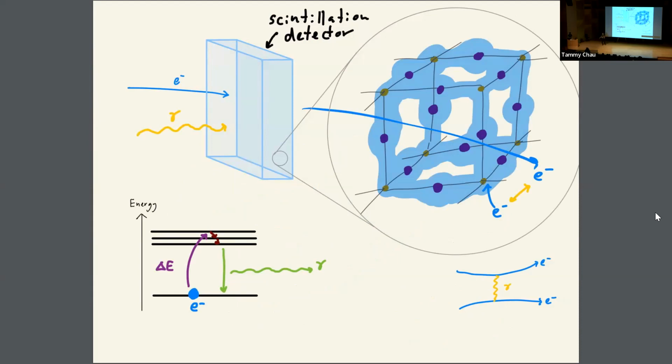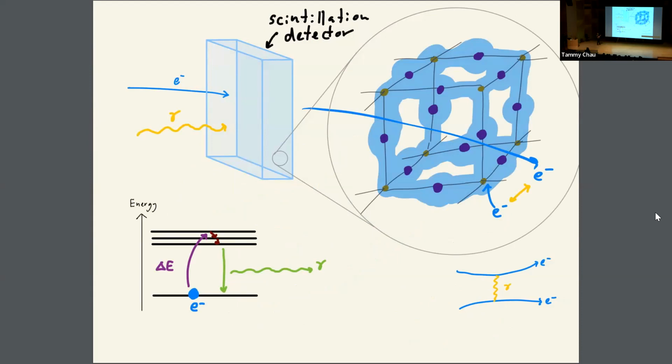There are many ways of doing this, but one that's very common is a scintillation detector. This is used in many particle physics experiments. Fundamentally, what you're doing is trying to capture energy from a charged particle and convert it into a signal that you can measure. The way this is done requires that electromagnetic interaction.